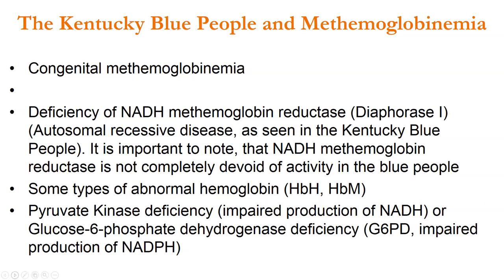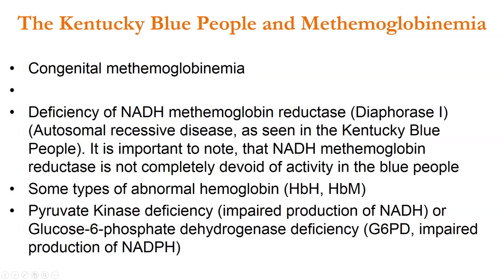As you're going through this PowerPoint, I'm going to get into a little bit of fun stuff after we talk about the methemoglobinemia. I want you to understand the disease, the acquired versus congenital, what's going on there. I want you to know that. The stuff we talk about, the Kentucky Blue people, I will just tell you a little bit about the story. So you can have a genetic disease where you have a deficiency of NADH methemoglobin reductase. That's what happened in the Kentucky Blue people.